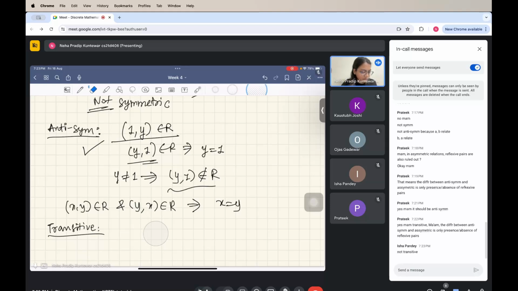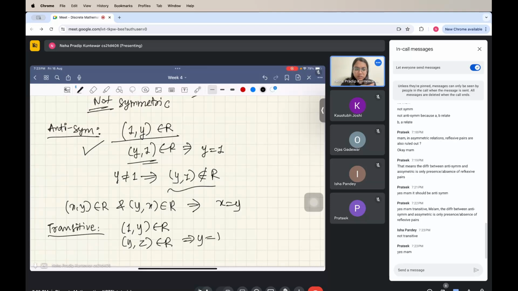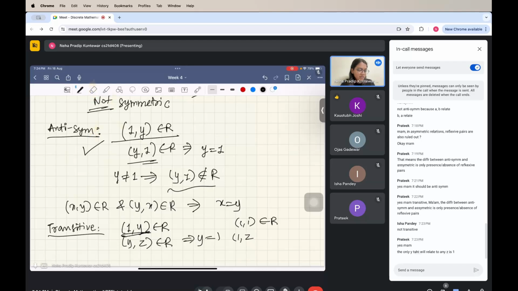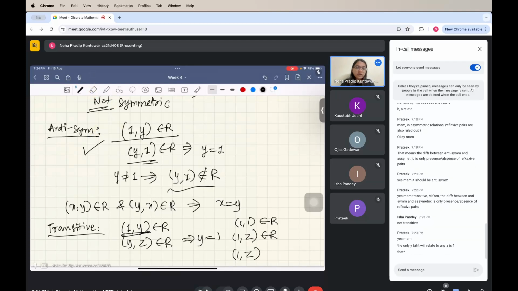So let me do it again. So 1 comma y is in R, and y comma z is in R. So what does that say about y? That means y has to be 1. Is this fine? Okay, good. So what we're essentially saying is 1 comma 1 is in R, 1 comma z is in R. Then what can you say about 1 comma z is the question. So that would clearly be in R.